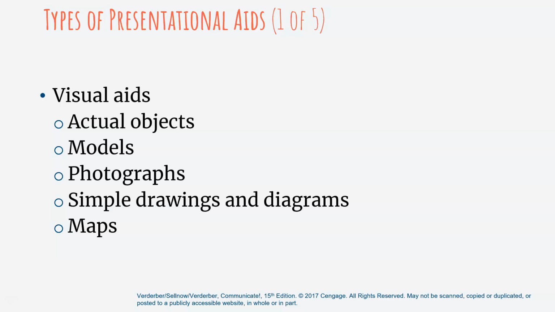You can have photographs, simple drawings, and you can use maps. If you're talking about a particular country, it will probably be helpful to the audience if you show that country and where it is in relationship to other countries. So for example, if you want to talk about where a lot of the filming for Game of Thrones was, it's in Croatia. Well, exactly where is Croatia? Show it on a map.